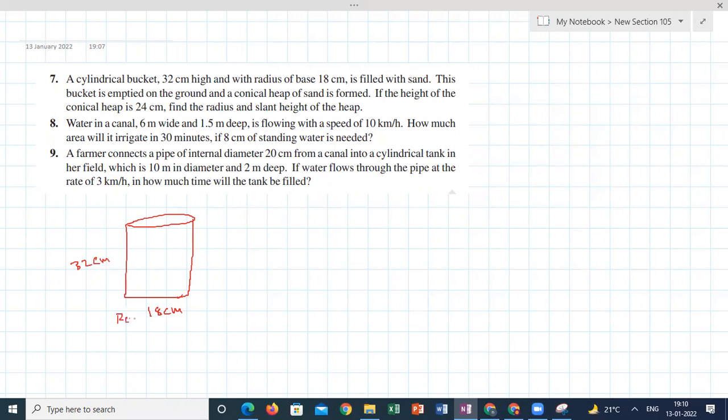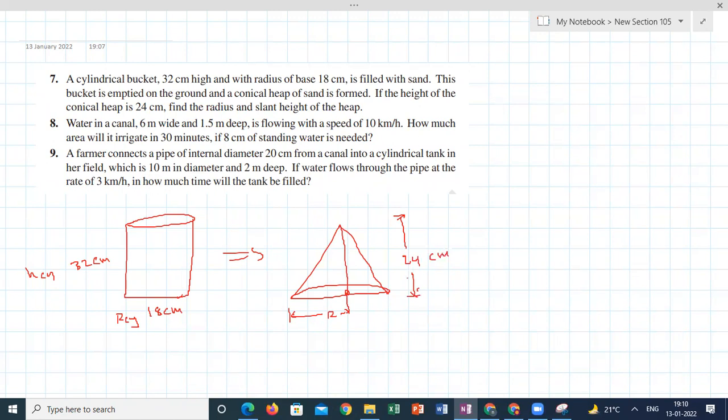This is the radius of the cylinder. This is the height of the cylinder, and he converted it into a cone. It is just poured on the ground, and it will form a cone, a conical heap. The radius of the cone we don't know, but the height of the cone is 24 centimeter.